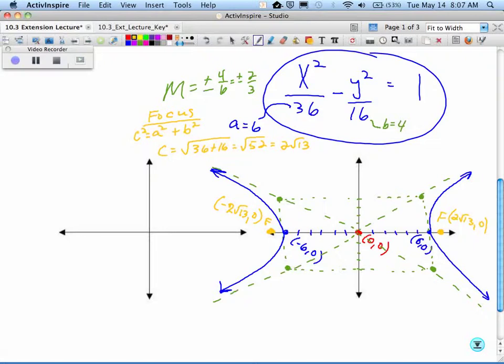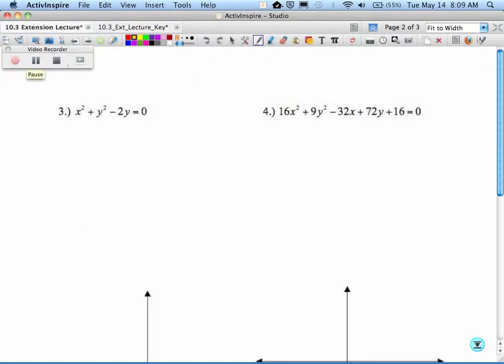3. When I look at 3, I see both an x squared and a y squared. They're both positive. But I also notice that their coefficients are 1. When the coefficients of the x squared and y squared are equal, you're dealing with a circle. Now, I am dealing with the y to the first power. So we're going to leave the x squared alone, but we do have to complete the square with the y values.